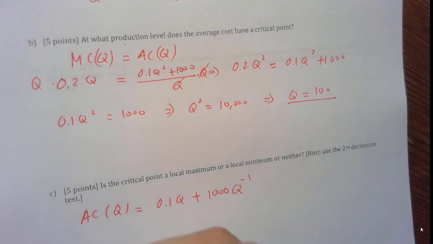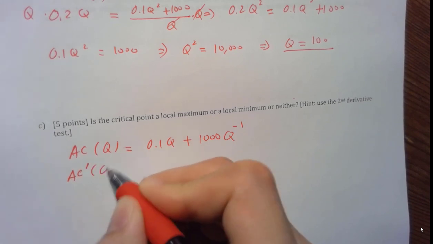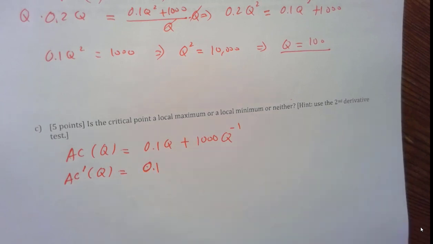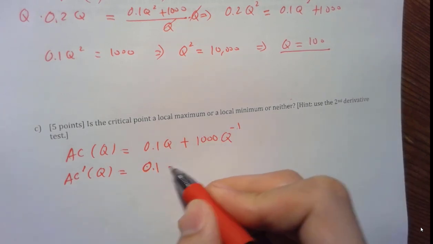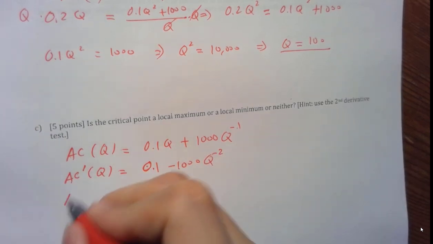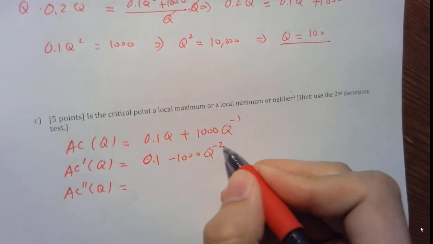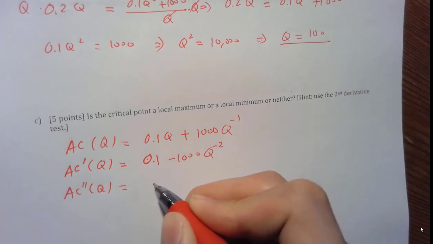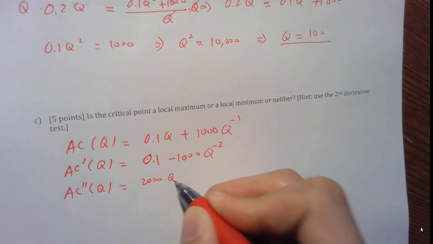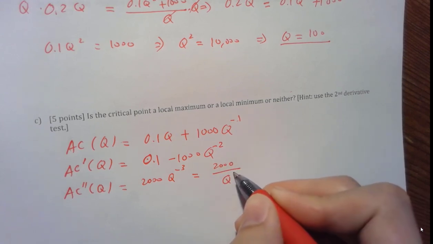If I want to find the second derivative, I find the first one first using the power rule. This is the first power, so we have only 0.1 left, and then -1 times 1000 is -1000, and then subtract 1 from the exponent, which gives -2. I take one more derivative: 0.1 is constant, so that becomes 0. Bring down -2 times 1000, that is 2000, and then Q to the -3, or we can bring the Q back to the bottom with +3.